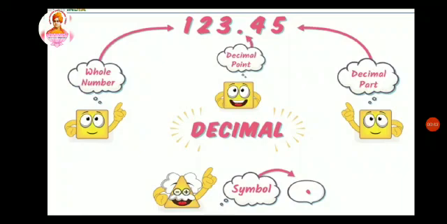Then how can we read decimal numbers? The whole number part should be read together. The decimal part numbers are read separately, like 123.45.